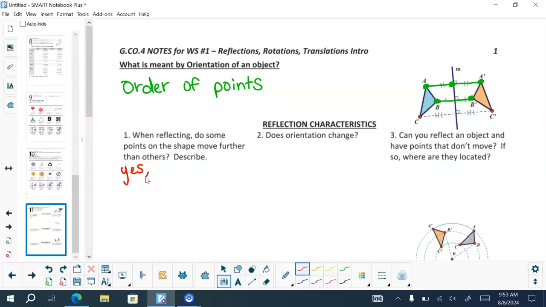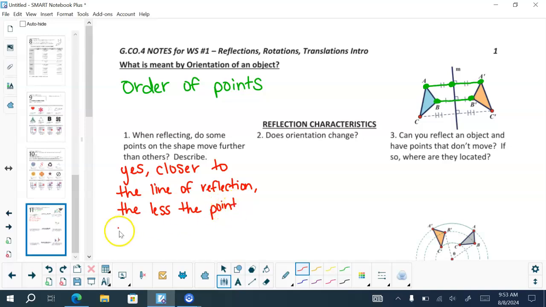Sometimes shapes do have points that are going to move farther than others when you're talking about a reflection. The reason why is because the closer to the line of reflection, the less the point moves. So on that problem, B was closest. It didn't move as far as A and as C did, and that's okay. But that is going to happen when we talk about reflection. Some points are going to move farther than others.